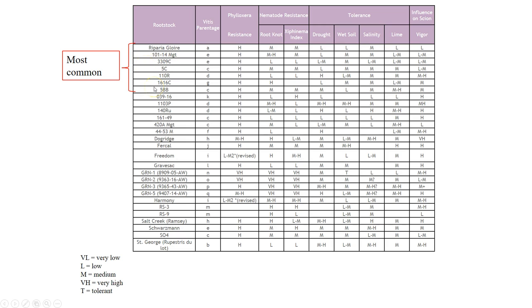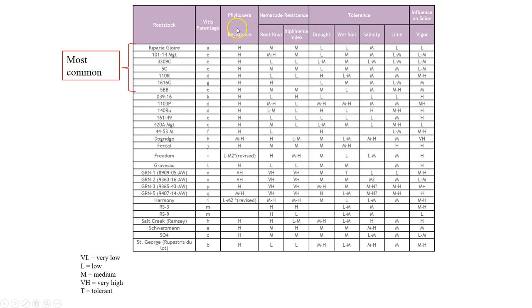And some of these also have Berlandieri in their parentage. I think 5C might be. I can't actually recall off the top of my head. I think 110R might have Berlandieri. But we'll go over this in a later lecture.